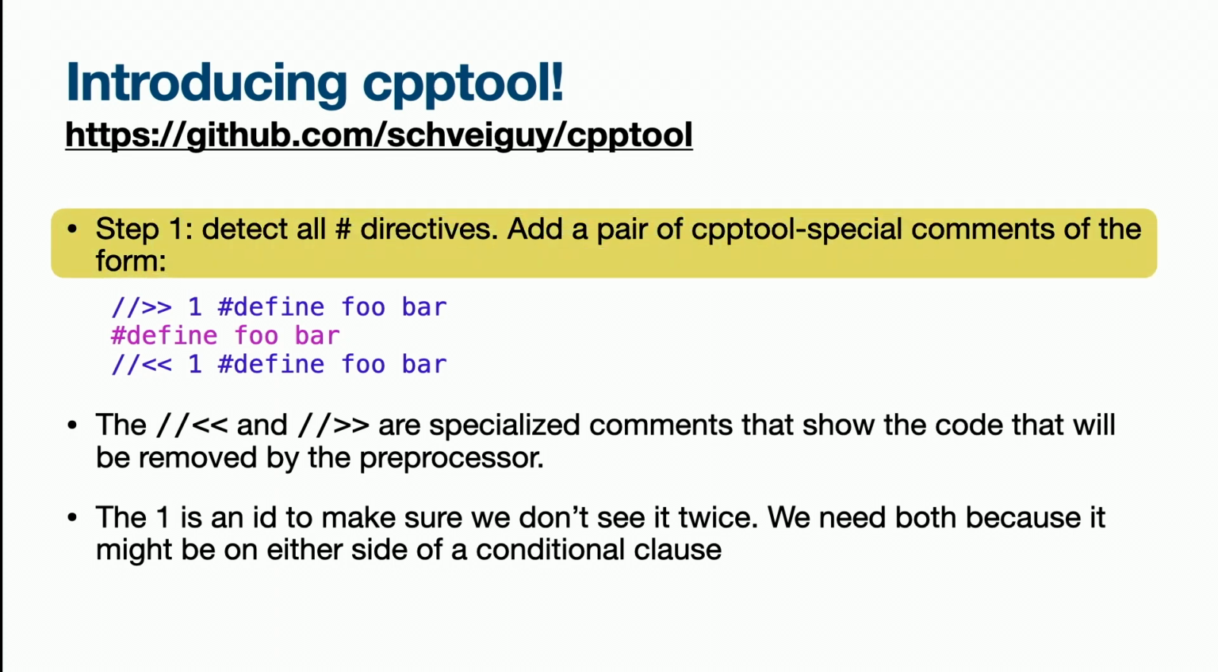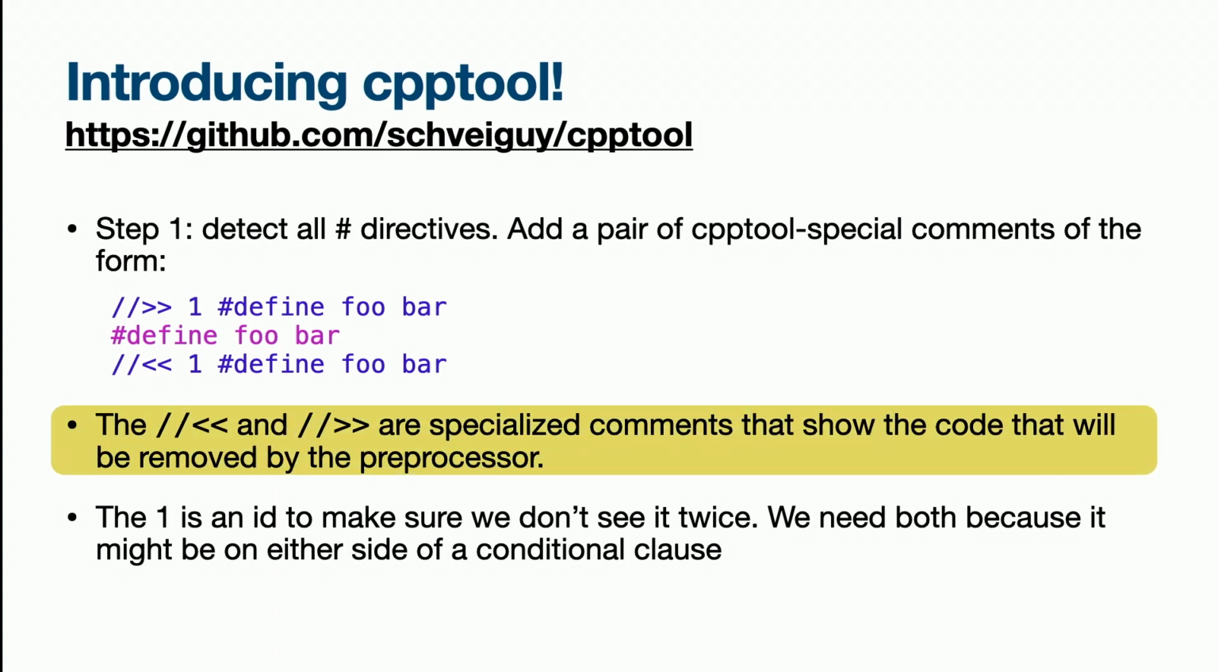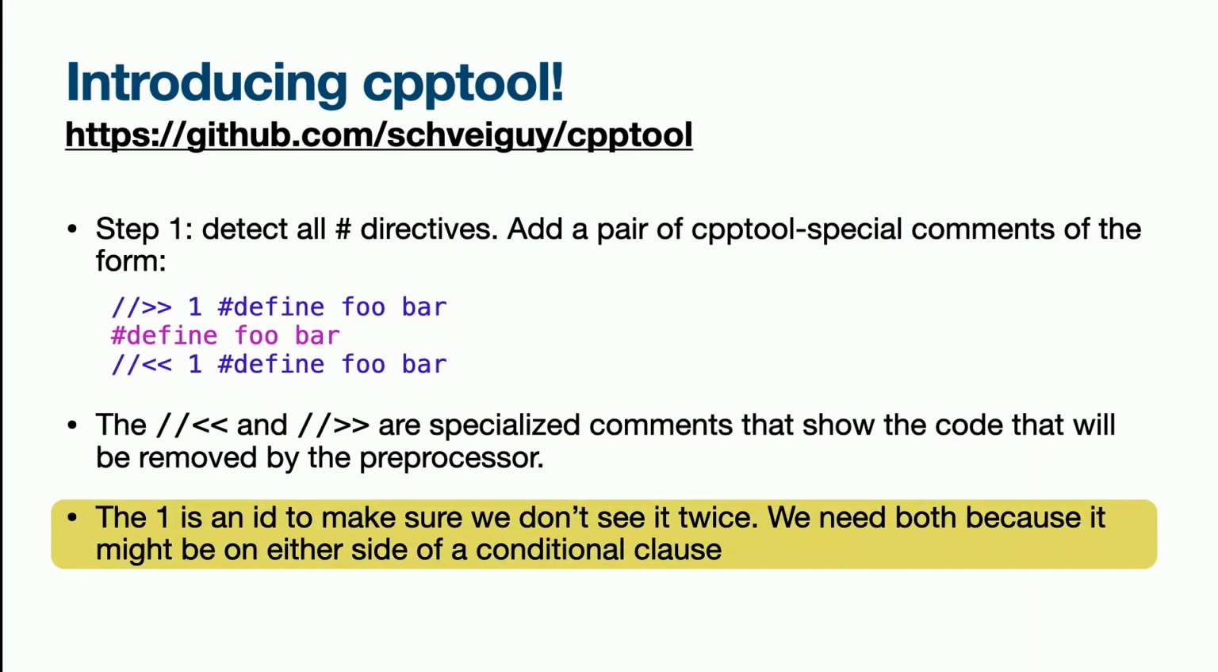Step 1, detect all the pound directives and instrument them with these things. Why do we have 2? We have 2 because if that pound is like a pound else, then everything above that is going to be stripped out, or everything below it's going to be stripped out. So I need one of them to survive so I can recreate what was there. The number is to make sure that if I see both of them, then I can not output both of them. Because remember, when the C preprocessor runs, that pound-defined foo bar is going to be gone. All that is left is the comments.